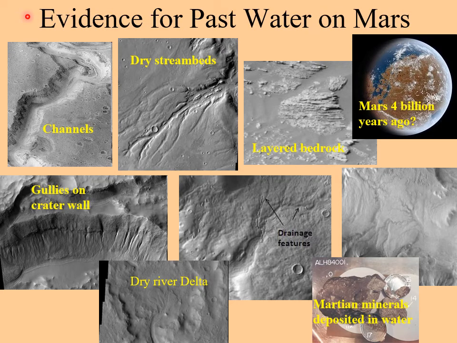The most fascinating thing about Mars, though, is the evidence that Mars was once a warm and wet planet. So we think that perhaps 4 billion years ago, Mars looked very much like the Earth, with water and continents and lakes and rivers. So the evidence for that past water is still there. For example, there are channels carved out by water. There are dry stream beds, layered bedrock, which formed as sedimentary layers in water, gullies on crater walls, drainage features, dry river deltas, and Martian minerals deposited in water.